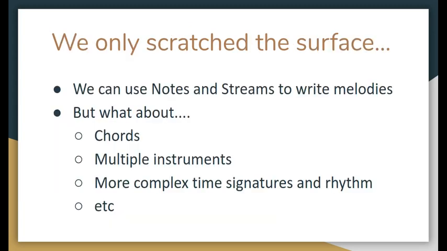So in this presentation, you got a brief introduction to the Music 21 Note and Stream, and how to use them to write simple melodies. Just to be clear, we've only scratched the surface. Music 21 is a very powerful library, and gives us the ability to create very sophisticated melodies. If you're a musician, you probably want to do specific things. For example, instead of single note melodies, you may want to use chords. Or maybe you want to use multiple instruments. Or maybe you want to work with more complex time signatures, and the list goes on. You can do all that and more with Music 21.